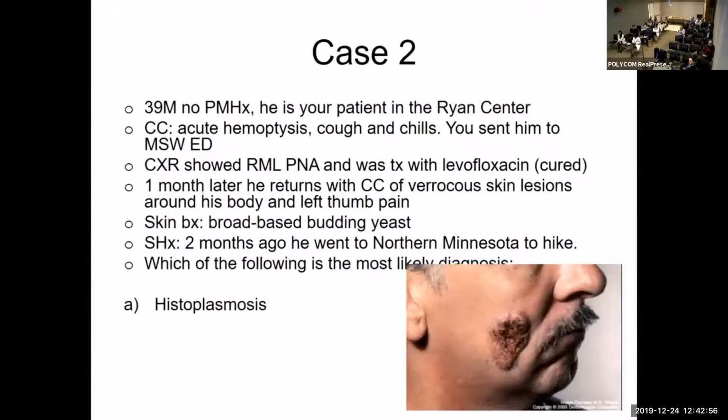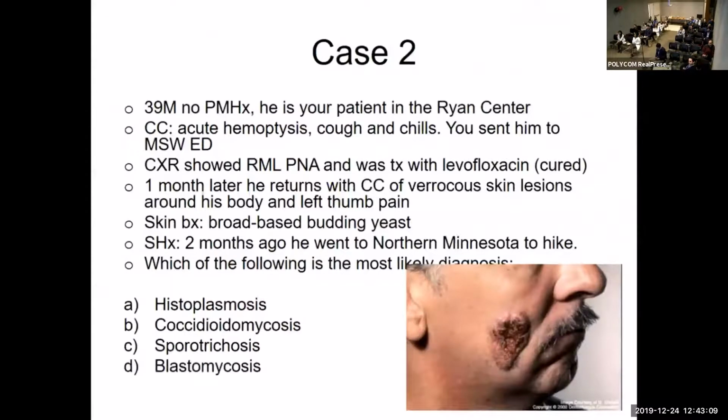So A, histo. Guys, the case can be repeated, by the way. No, nobody said histo? Okay. Cocci? Sporo? Blasto? Okay, yes, 3 hands for blasto. So blastomycosis is the correct answer. Well, and paracocci, which is not coming from Latin America.